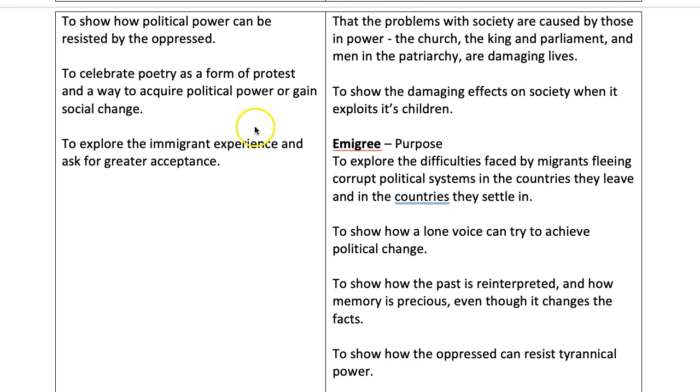Although it doesn't change the facts to falsehoods, it does change the facts in Checking Out Me History because it gives us new facts, ones that we didn't know, which somehow now become more important. And again, it shows how the oppressed can resist tyrannical power, just as she does at the end of her poem and he does at the end of his. So this is a really, really strong comparison.